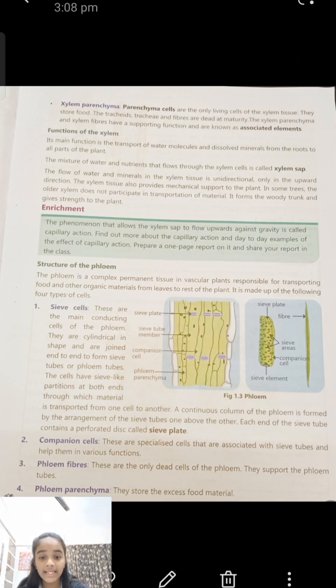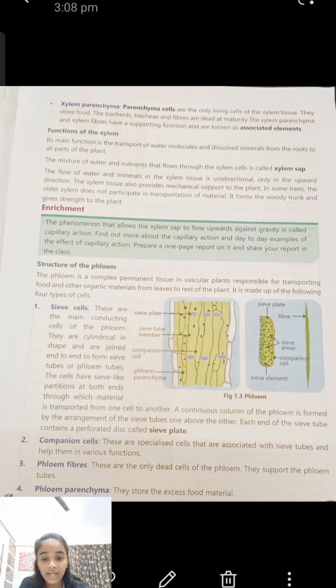Now, let's see companion cells. Question number 31 is, what are companion cells? The answer is, these are specialized cells that are associated with sieve tubes and help them in various functions.